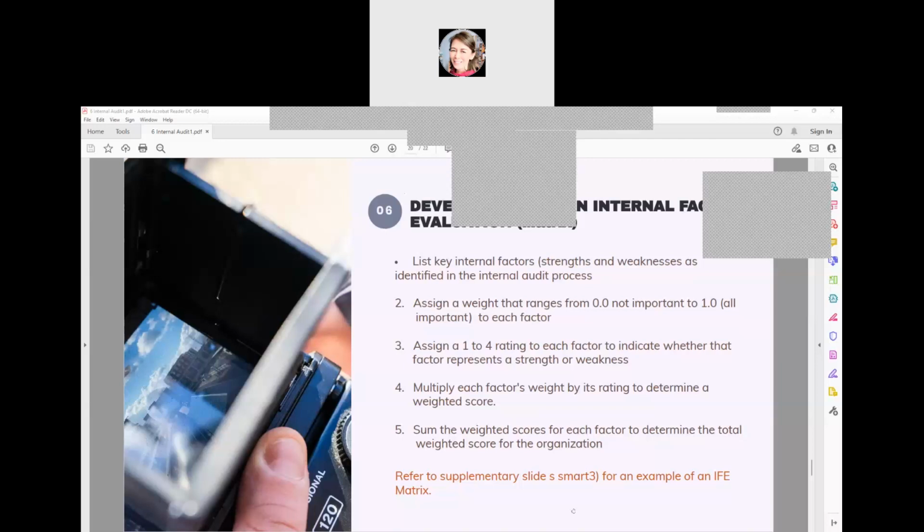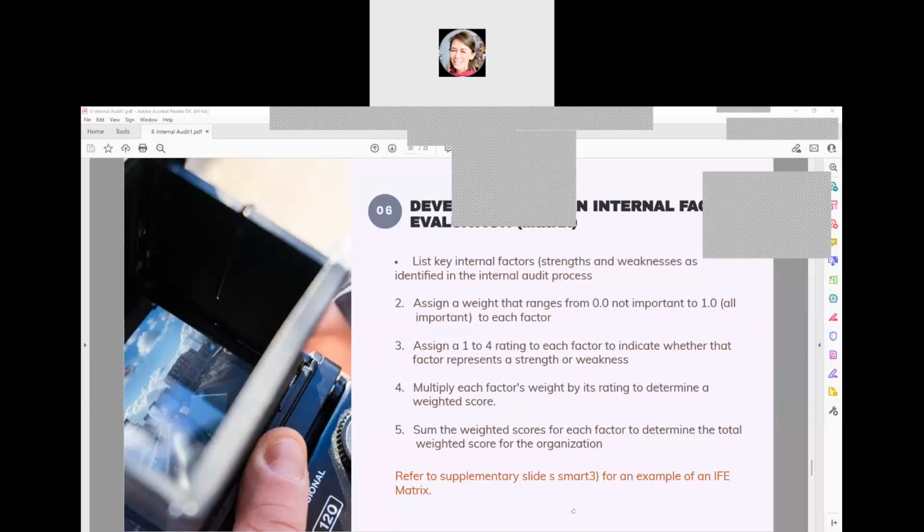Now, for this IFE, we have actually uploaded a video on Smart 3. It provides a guideline in understanding how to come up with this IFE matrix. I hope you will watch that video if you have not. It provides a basic, step-by-step guideline on how you come up with an IFE matrix.